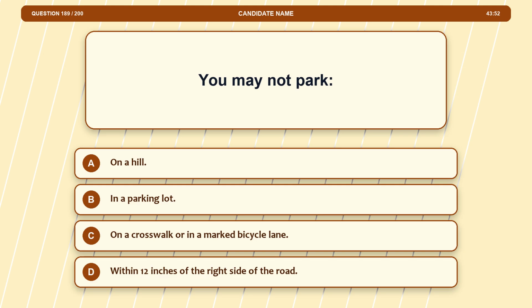Question 189. You may not park: Option A. On a hill. Option B. In a parking lot. Option C. On a crosswalk or in a marked bicycle lane. Option D. Within 12 inches of the right side of the road.